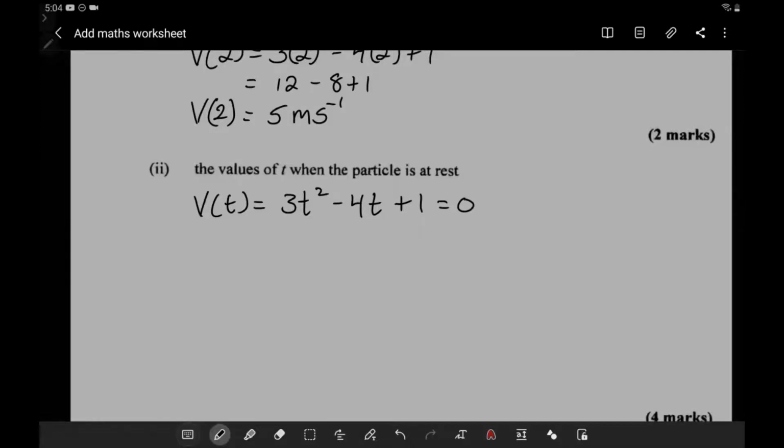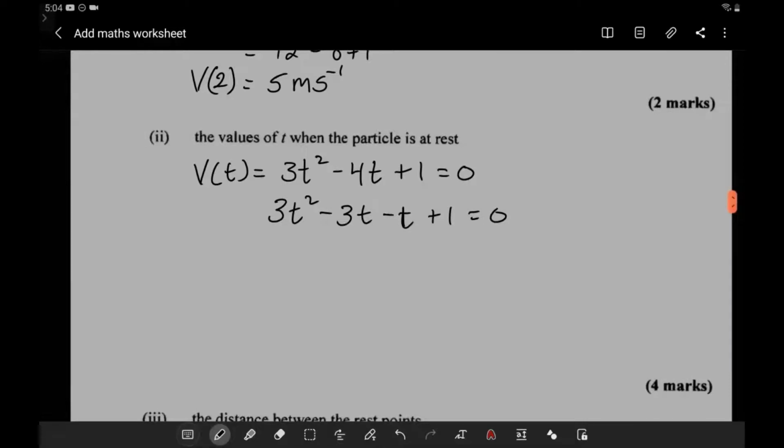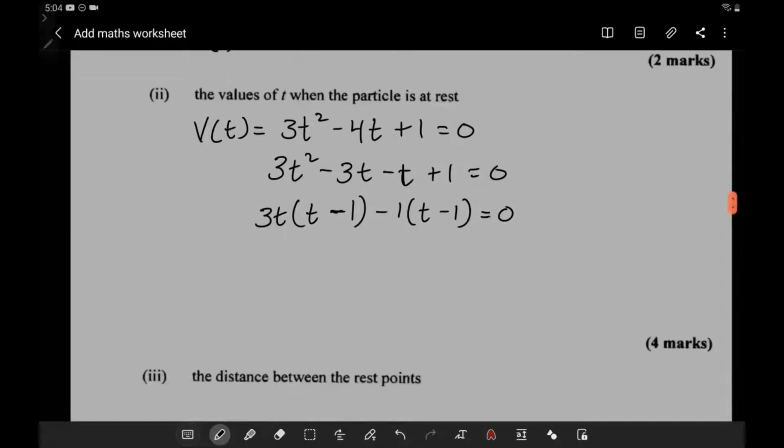Notice that this could be factored as, well, we could write this as 3t squared minus 3t minus t plus 1 equals 0. You could have used a times c. The factors of that should add to give b, and you'll notice that is negative 3 and negative 1. So factorize, then we get 3t into t minus 1, minus 1 into t minus 1. Factorize the t minus 1.